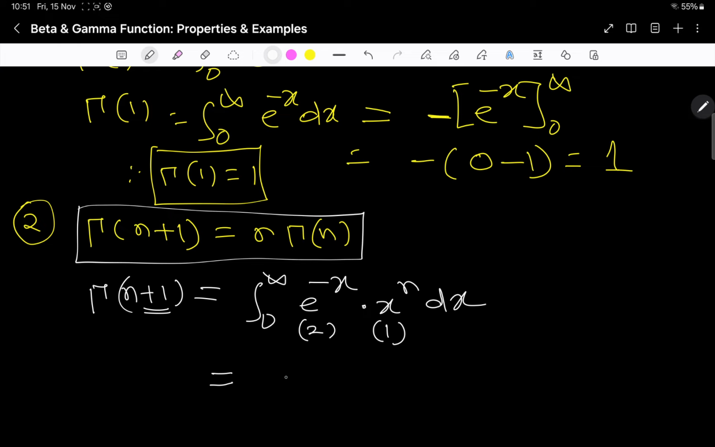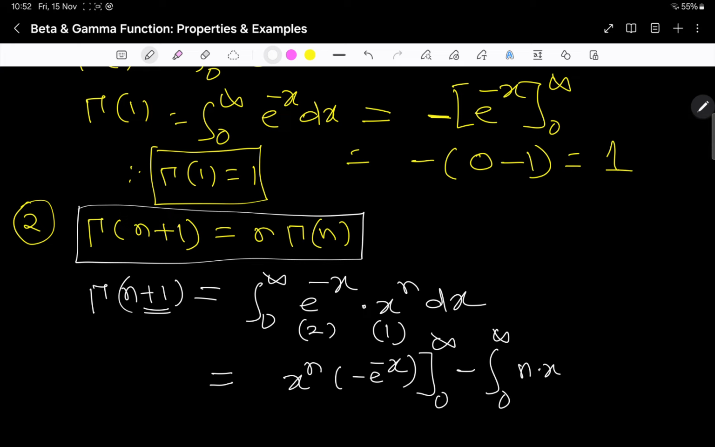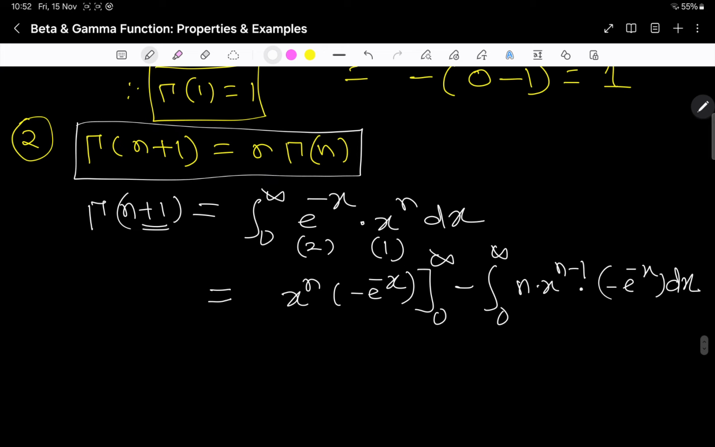So this is equal to first into integral of second, that is x to the power n into minus e to the power minus x, with the limit 0 to infinity, minus the integral of the derivative of first, which is n x to the power n minus 1, into the integral of second, minus e to the power minus x, dx. So you see, if you put infinity and if you put 0, e to the power minus infinity is 0, and here 0 into something is 0, so this term will be 0 here.